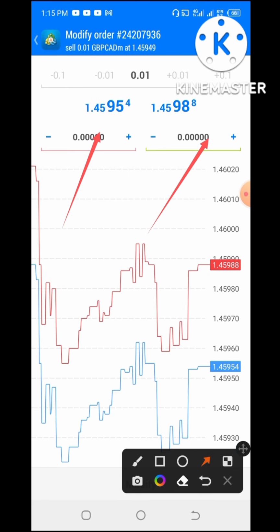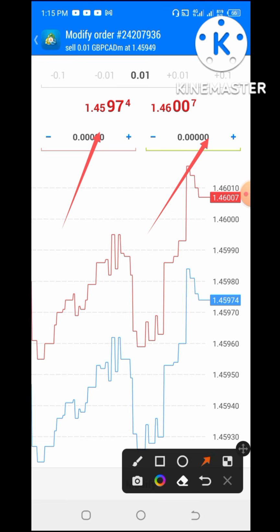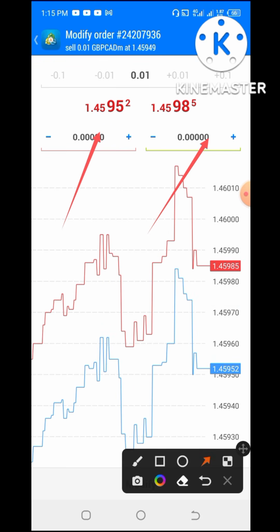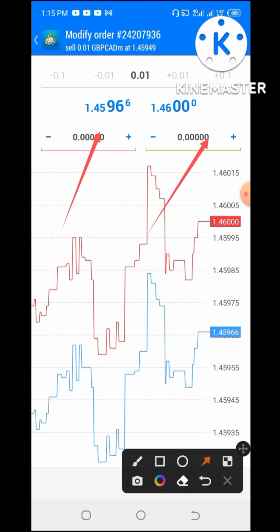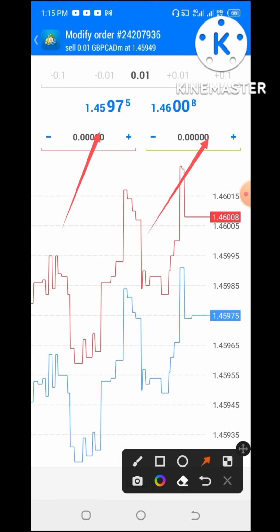A pip is a single unit of a transaction. Okay, it's the single unit that we use to calculate the amount of money you're making or the amount of money you're losing. Instead of saying that I'm making $10, you can say I've made maybe 10 pips, 50 pips. So you'll all learn that.